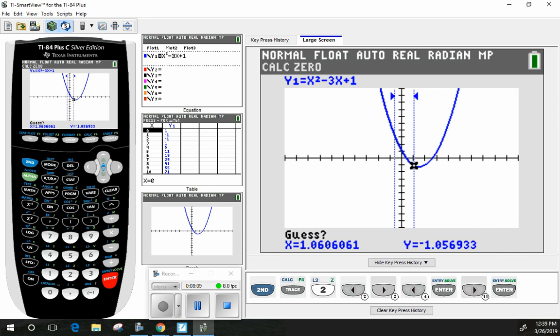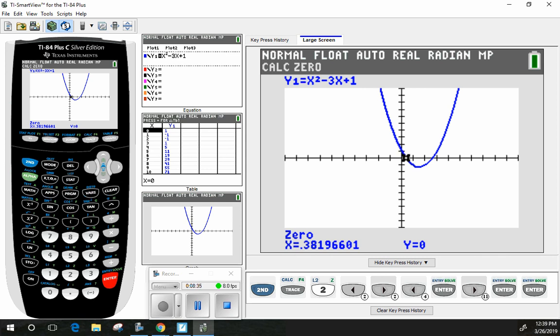So don't sit here and be like, oh, my answer is 1.06. No, it's not. We have to hit enter one more time and make sure that it actually says the word zero, and that is a solution. We would have never been able to tell this accurately just by looking at the graph. You know, we would have, right? But the calculator works it out perfectly for us.